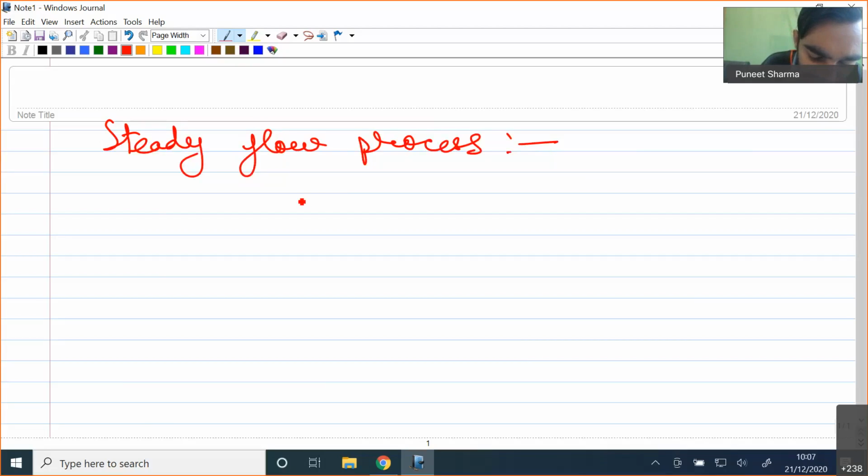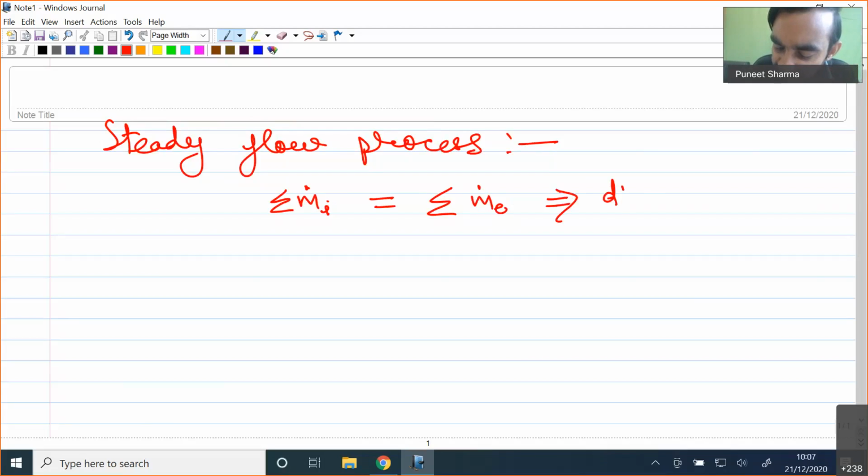So that's why we have come up with the equation that for a steady flow situation, the sum of all the inflow mass flow rates will be equal to the sum of all the mass flow rates going out of the system. So under this condition, the change in mass of the control volume with reference to time is equal to 0.